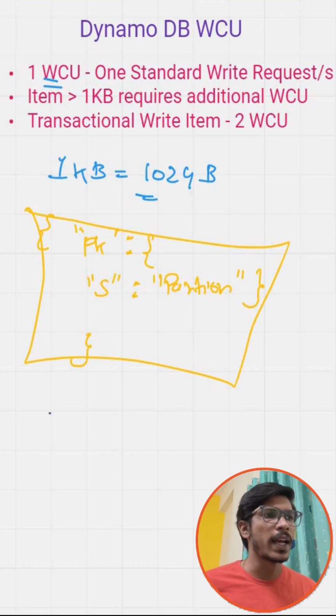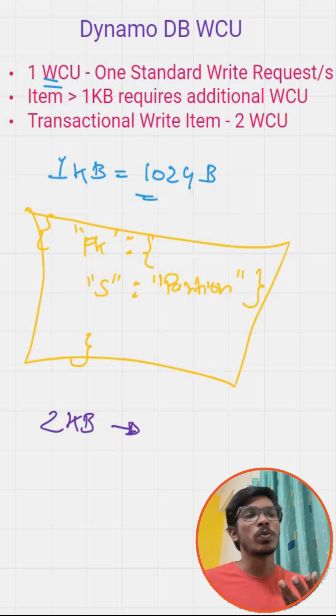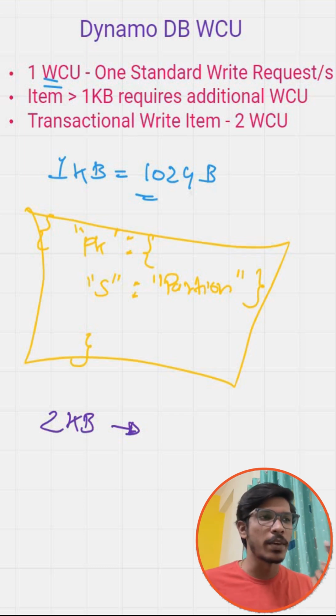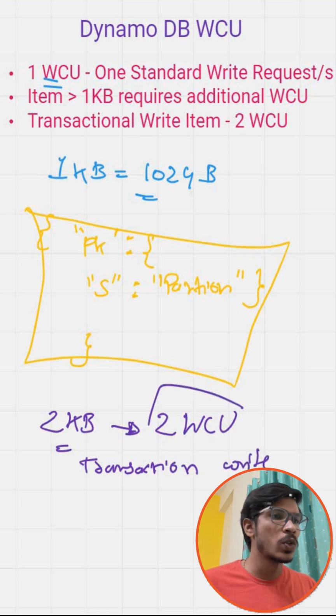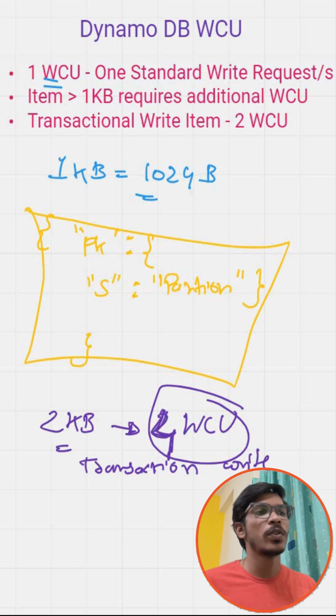Say for example, I have 2 KB of data which I should write into the DynamoDB. How much WCU would be consumed? As you all know, for every 1 KB you will be consuming 1 WCU. So for 2 KB it would be 2 WCU. If it is a transactional write item, then this 2 WCU would become 4 WCU. Why it would become 4 is, for every transactional write item, 2 WCU will be consumed. So since we have 2 KB of data, we consume 4 WCUs.